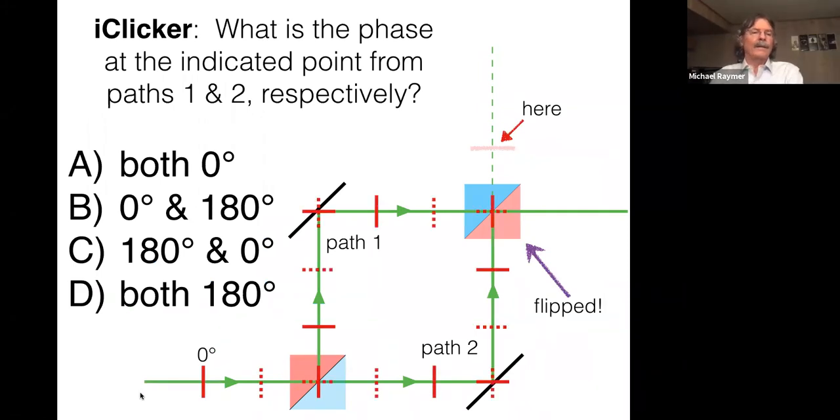Well, this says iClicker. This is from an old lecture that one of my former PhD students put together. We taught the course, we had iClickers. Now we have Zoom polls, right? So what is the phase at the indicated point from paths one and two? We don't have a poll question here, so just think about the answer or write it down on a piece of paper.